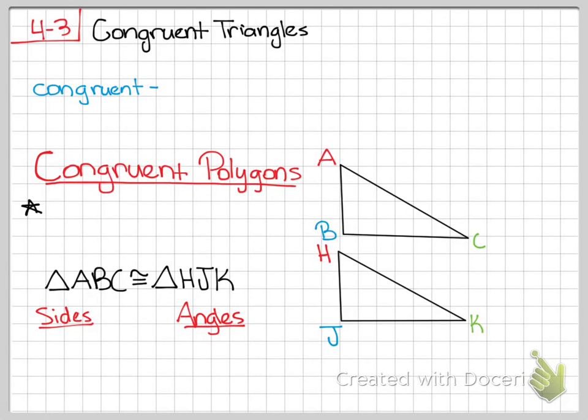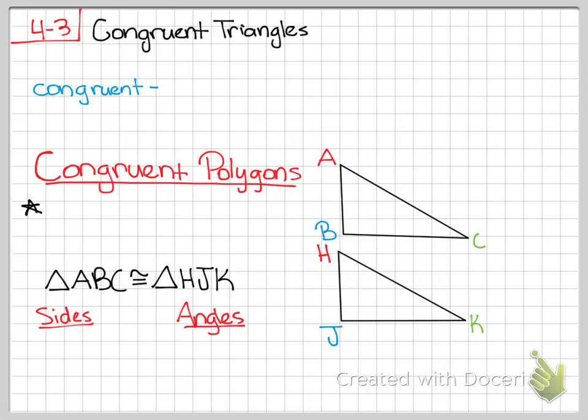So today we're going to be looking at section 4.3, which is all about congruent triangles. So far we've been talking about how to classify triangles by their sides and angles, and also what the sum of the interior angles of a triangle is, as well as how to find an exterior angle in a triangle. So what I want to move on to now is looking at congruent triangles.